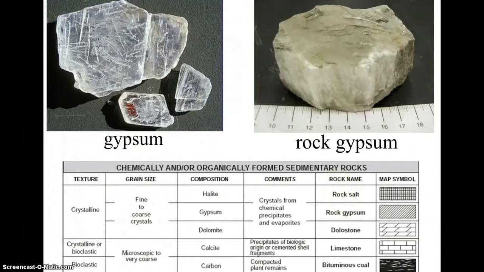Now the next rock that's listed is rock gypsum, which is made of the mineral gypsum. So here's the actual mineral, and if this is in water and either the water evaporates and leaves behind the rock, or so much gypsum is in the water that it falls to the bottom, we get rock gypsum. Dolostone forms in the same way, from the mineral called dolomite.